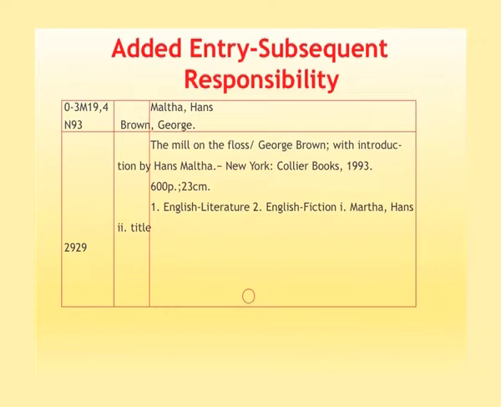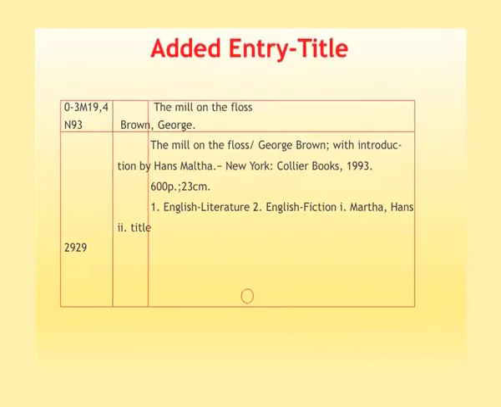Then added entry is for title. So, title, The Mill on the Floss. Then the next one is the main part, where a student or a scholar or practitioner of library and information science, especially while preparing the catalog, this part is important for the treatment of pseudonym.